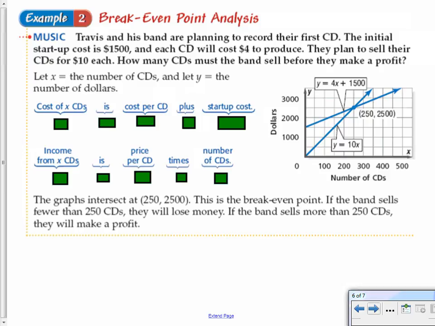So in this case, we have the story that Travis and his band are planning to record their first CD. Congrats, Travis. I'm sure you guys don't suck.